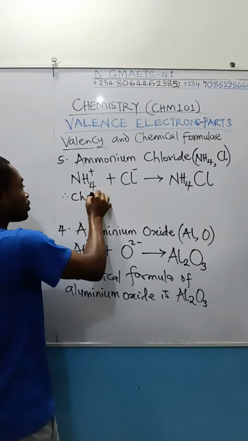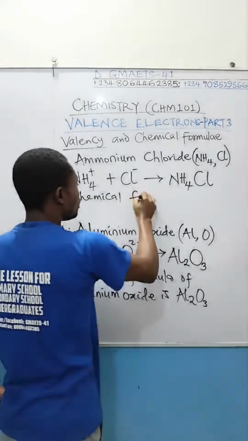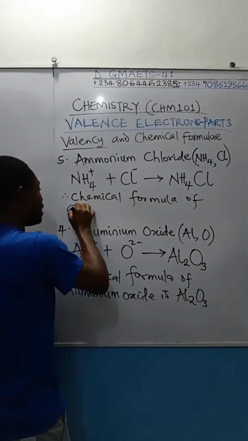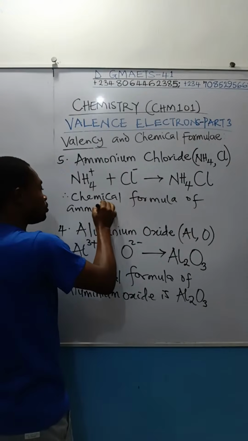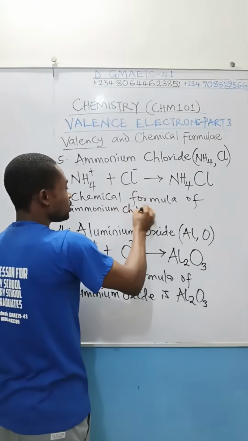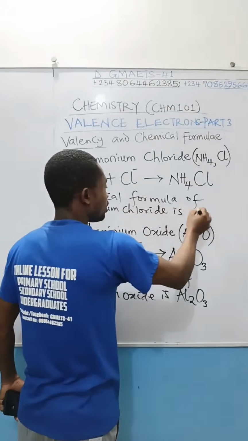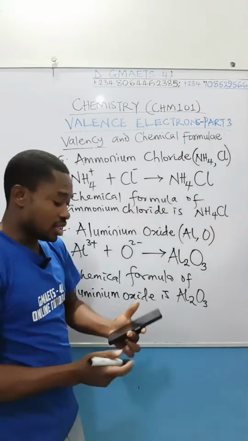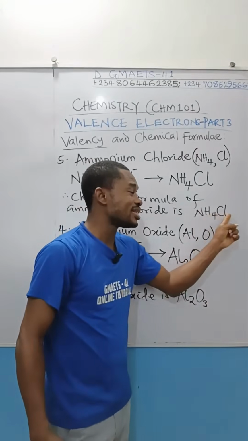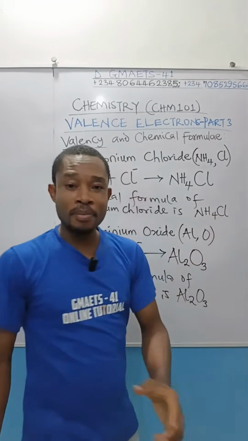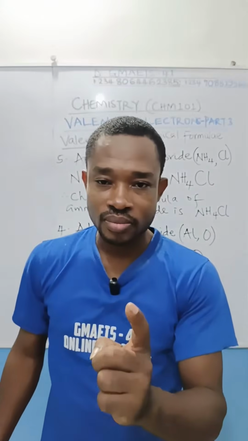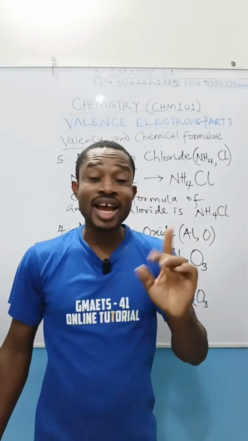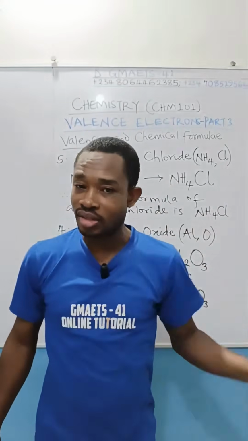Therefore, the chemical formula of ammonium chloride is NH4Cl. Any other thing apart from this in terms of its atomicity, remember I told you atomicity is not your mate. Once you know the correct chemical formula of a compound, you don't touch the atomicity. That is how it's meant to be, wherever you see it.